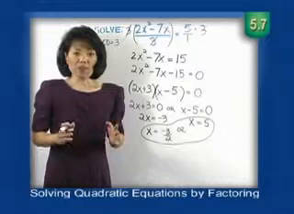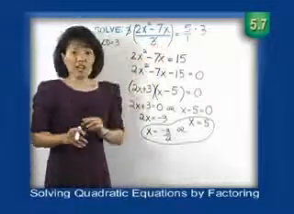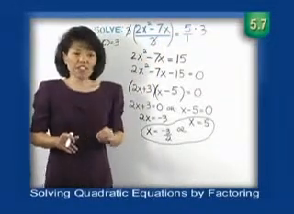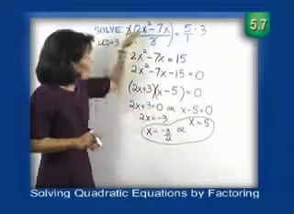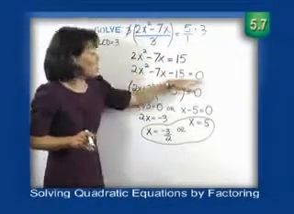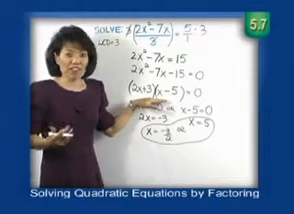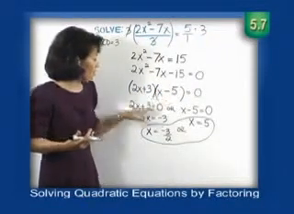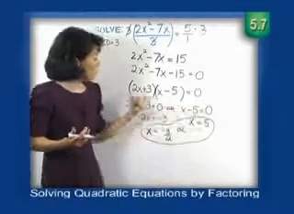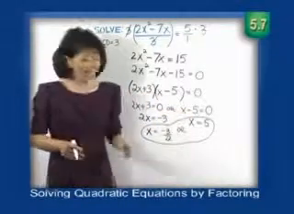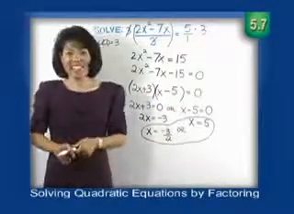Now remember, when you're solving these quadratic equations by using the method of factoring, the first step is you want to get your equation set equal to 0, factor using whatever factoring method is necessary, use the zero factor property by setting each of these factors equal to 0, and then solve the remaining equation.